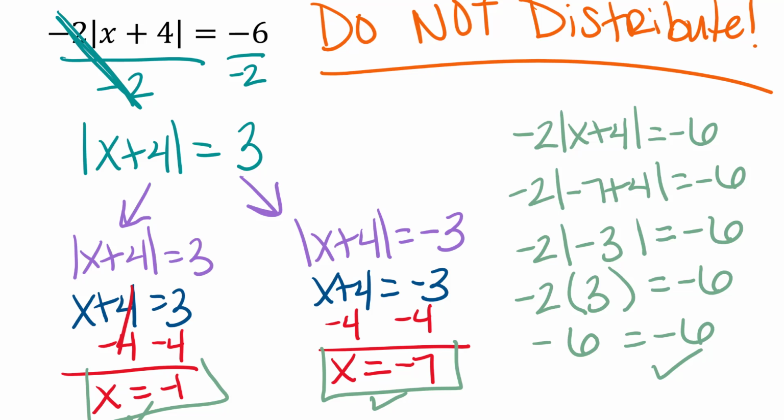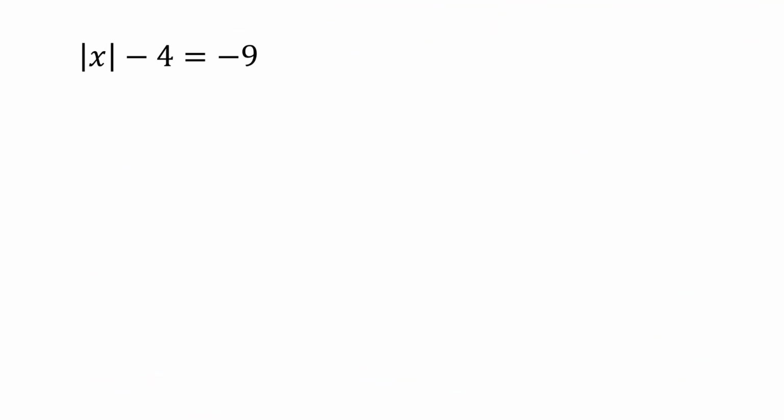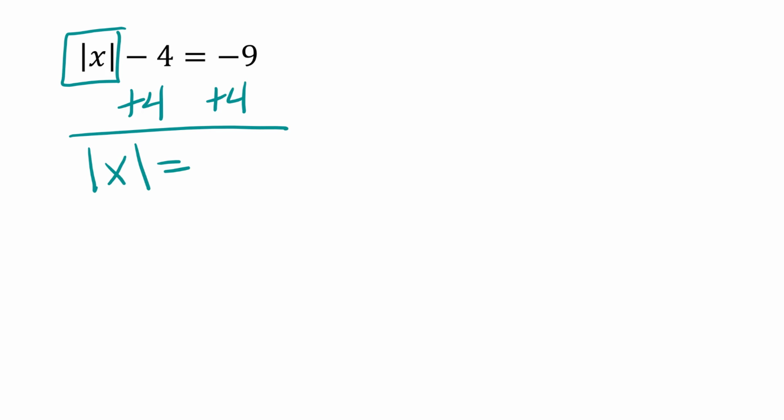All right, let's look at one more problem. All right, so this last problem we have is the absolute value of x minus 4 equals -9. And remember that my whole goal is to isolate the absolute value bars and everything that's inside of it. So we have to get rid of everything else outside. So in order to do that, I'm going to add 4 to both sides. And I'm going to put the absolute value of x equals -5.